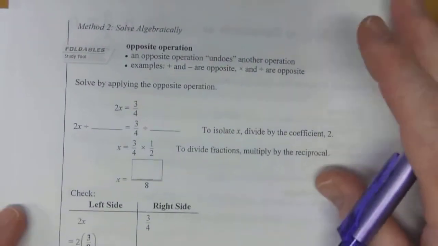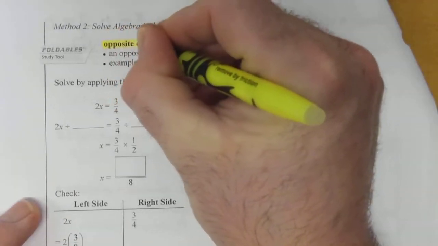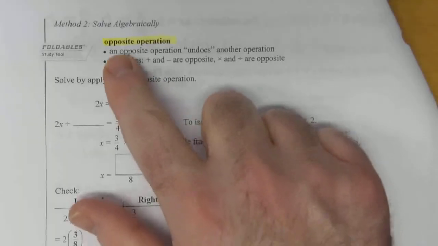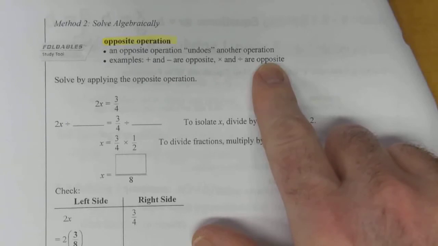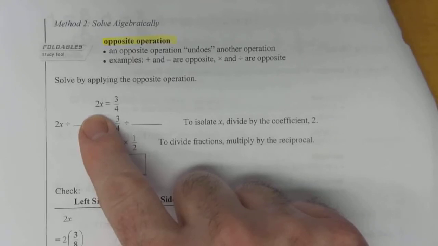Now, method 2, solving algebraically, is important. We need to understand a concept called opposite operations. An opposite operation is like multiply and divide. They do opposite things. Adding and subtracting, they do opposite things. So they're considered opposite operations. And as far as solving an equation goes, what opposite operations do is undo another operation, so it works in the reverse order. So we can solve by applying opposite operations.